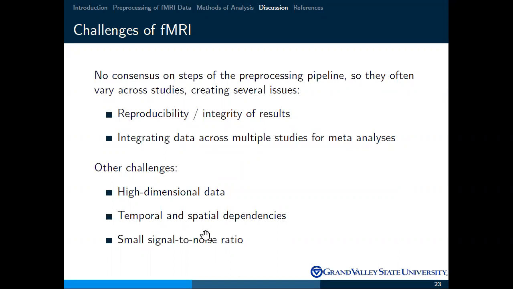The temporal and spatial dependencies, again, necessitate more complicated statistical models to properly analyze this data. And also, a known problem in fMRI data is that it's very noisy. When you do have a signal, it's small relative to the size of the noise in the data. And so this can be addressed with having a larger number of participants, but again, that gets more costly as MRI data is expensive to obtain.